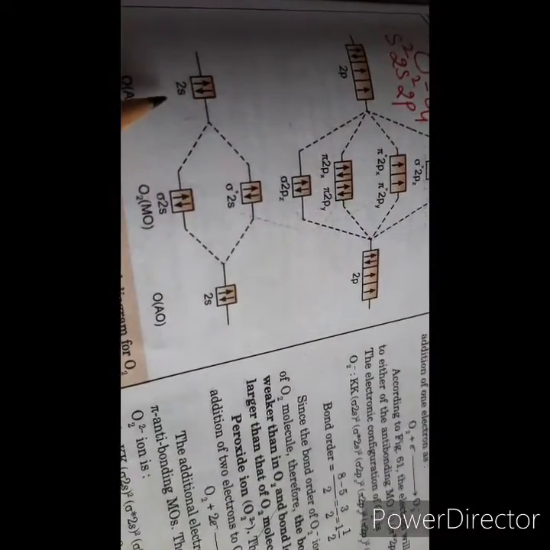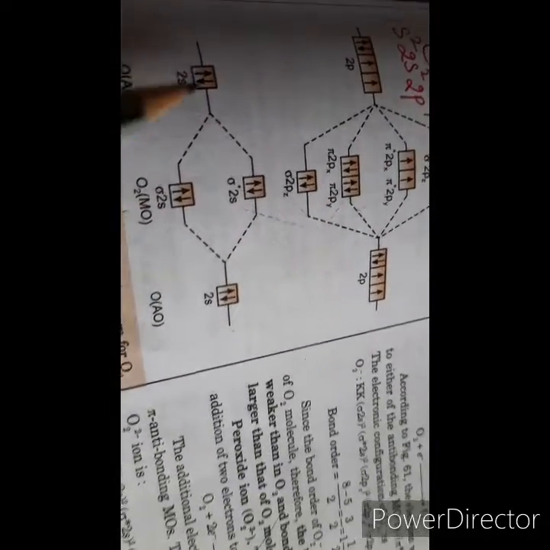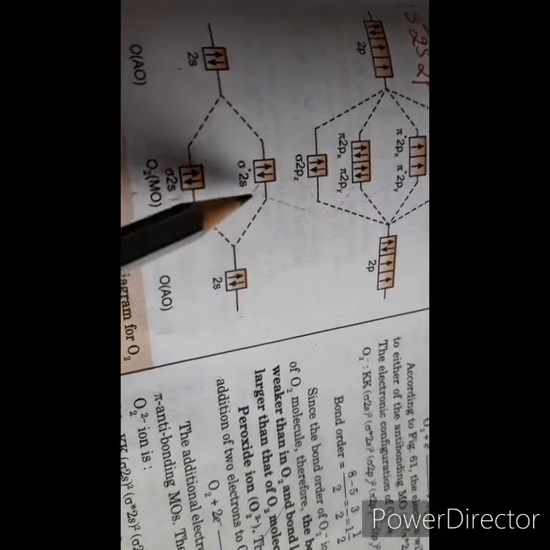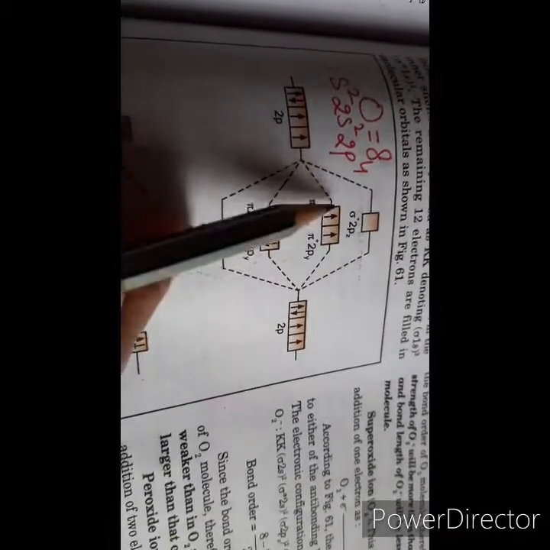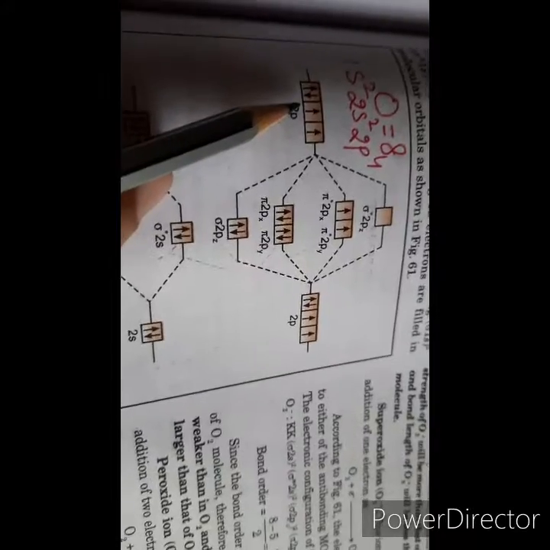I'll simply write the 2s, so I'll start from 2s. This is the 2s of one oxygen, this is the 2s of the other oxygen. So they join to form the molecular orbital of O2. One will be bonding, another will be anti-bonding. So I'll write here sigma 2s anti-bonding, right? Now I'll write about 2p. So 2p has 4. First I'll write 3 and then pairing will start, Hund's rule of maximum multiplicity.